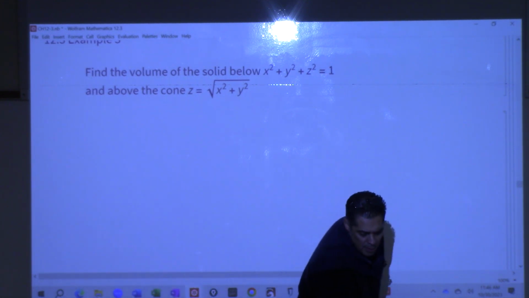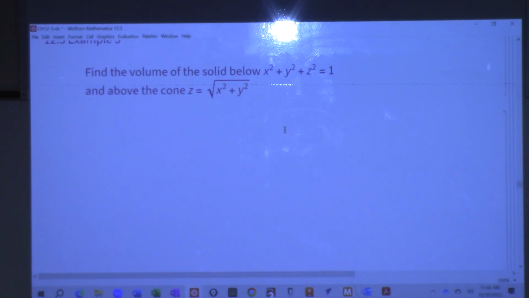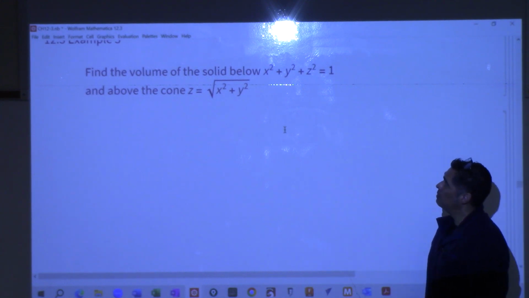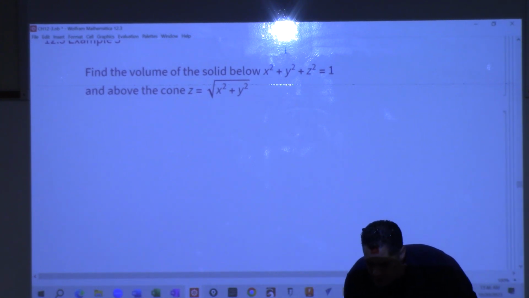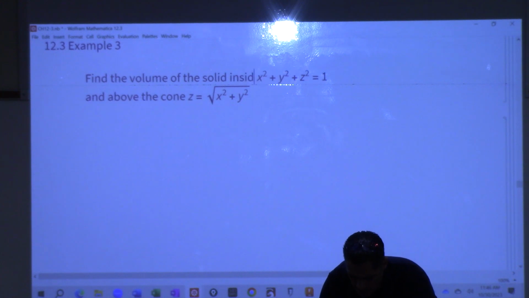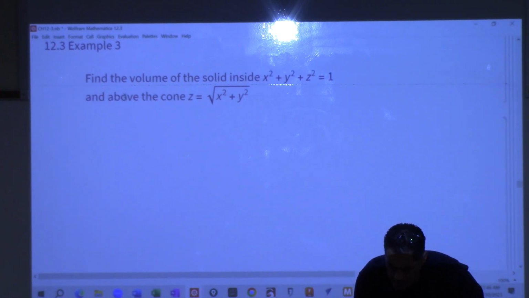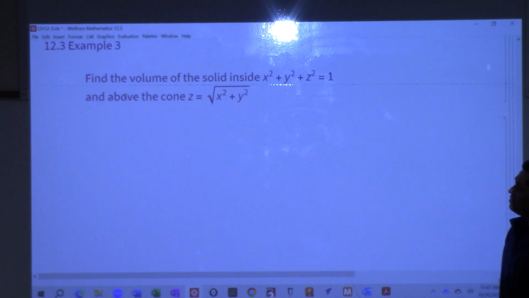Find the volume of the solid below x squared plus y squared plus z squared equals 1. Now, I should have said there, find the volume of the solid inside that, because what is x squared plus y squared plus z squared equals 1? Sphere of radius 1, right? It's a sphere. So when I say below, that doesn't make a lot of sense. I should have said inside, right? Find the volume of the solid inside that. Let me change it. Inside. And above, I'll leave. Above this cone.